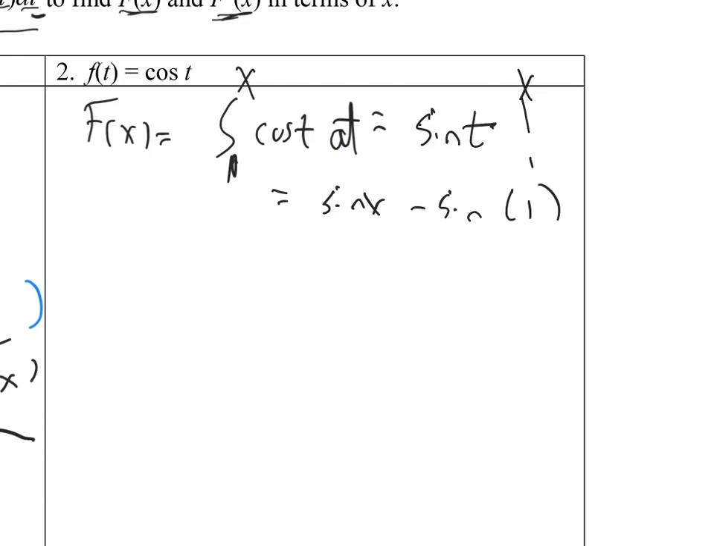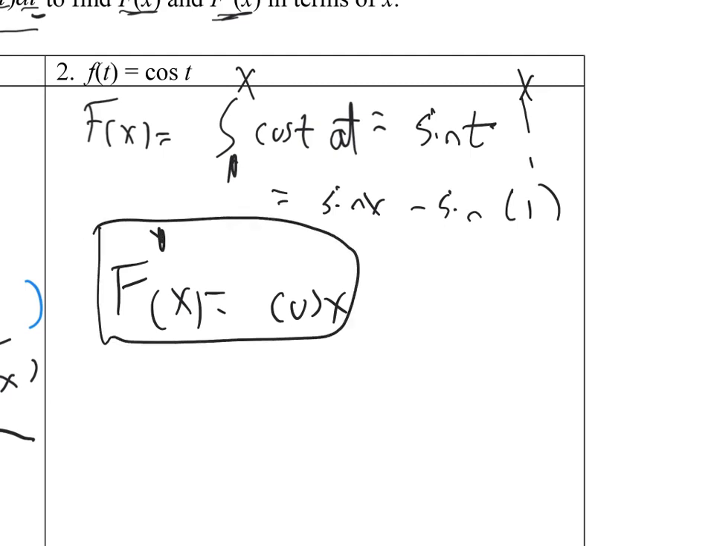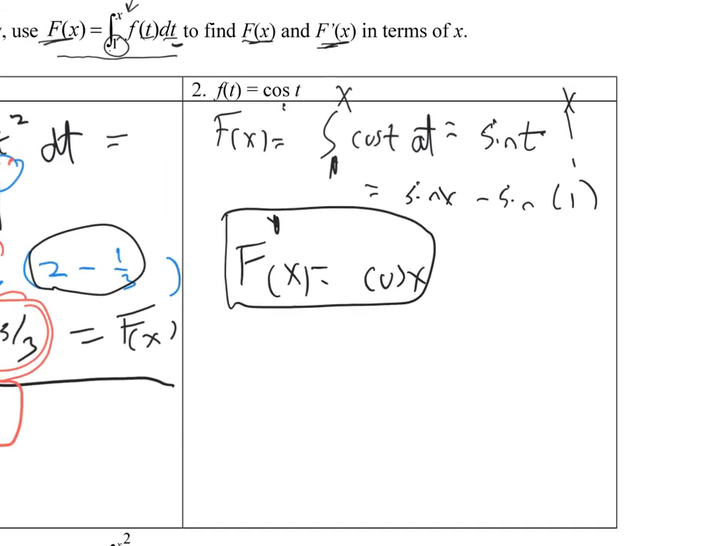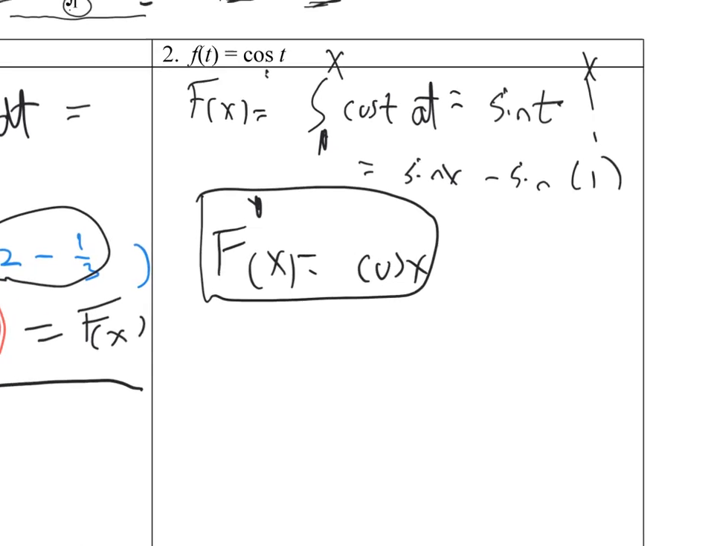That's not too exciting, but look what happens when I do the derivative of big F of x. The derivative of sine is cosine of x, and the derivative of a constant is 0. Big F prime of x is cosine of x. When I started with cosine of t, that should just be like amazing to you.